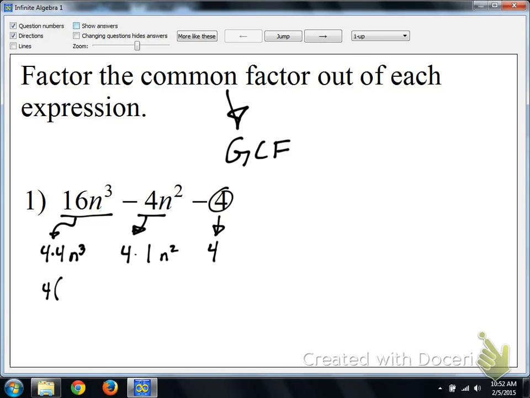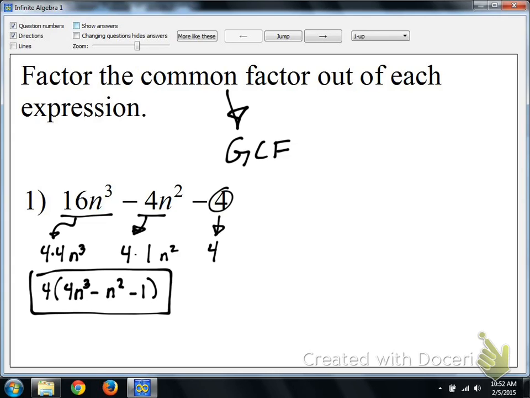Now we open parentheses and ask ourselves, 16n cubed divided by 4 is 4n cubed. Then negative 4n squared divided by 4 is just negative n squared, or negative 1n squared, but we don't have to put the 1 down. And then negative 4 divided by 4 is negative 1. Then we close parentheses. We can't do anything else, so we box our answer. We couldn't do X box here because it's n cubed, and we can't factor it out, so that's our final answer. That's the factored form.